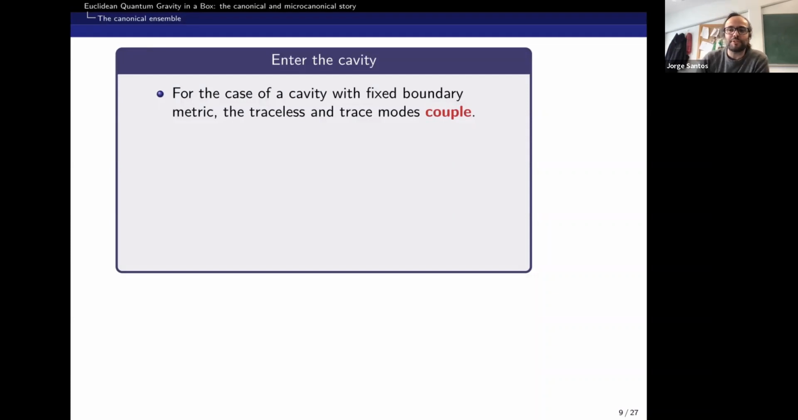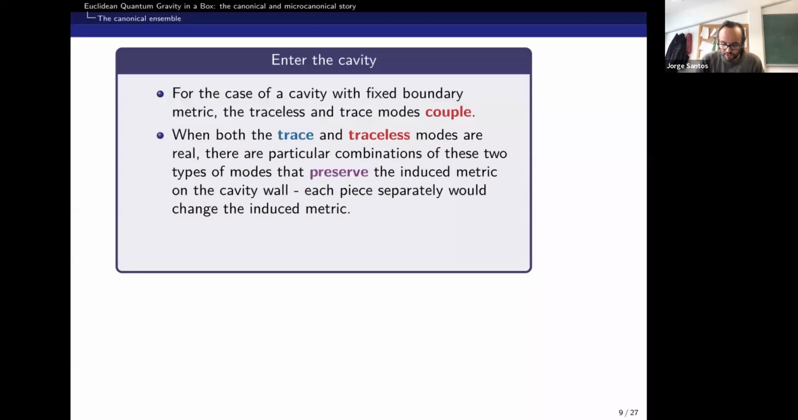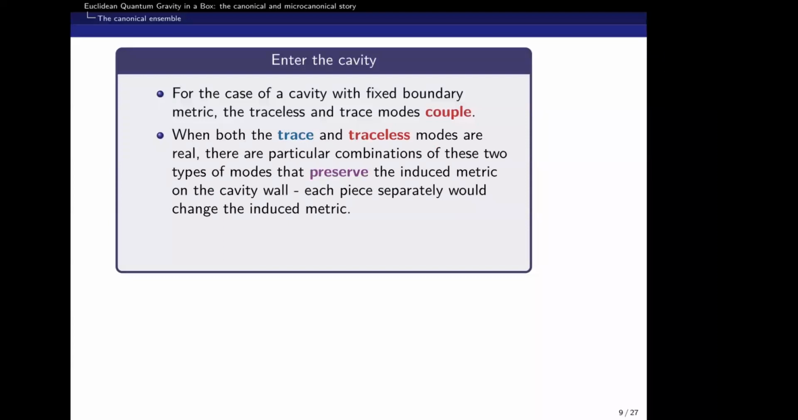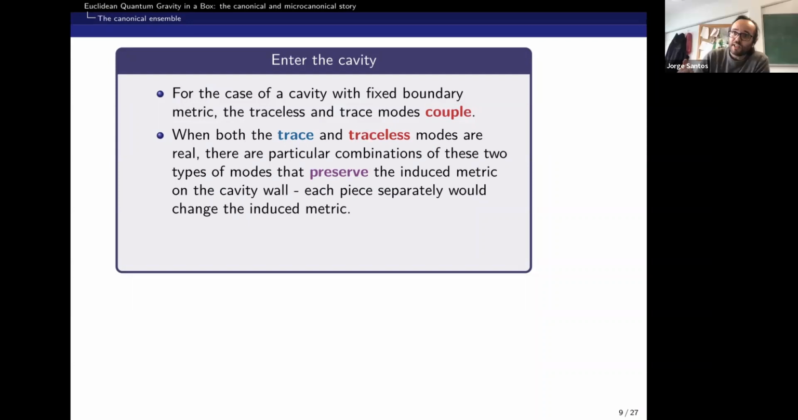Wait 1 minute. So let us now introduce a cavity. The cavity will couple the boundary, the induced metric on the boundary, with the trace modes and the traceless modes. So they will have to couple the trace and the traceless modes now. How do you see that they have to couple? It's very simple. If you just try trace modes, or if you just try the traceless modes, it would seem that they would want to move the cavity. You need to add a trace mode to make sure that they don't. There's a linear combination of the two that necessarily has to be non-zero, such that the induced metric does not move on that cavity.